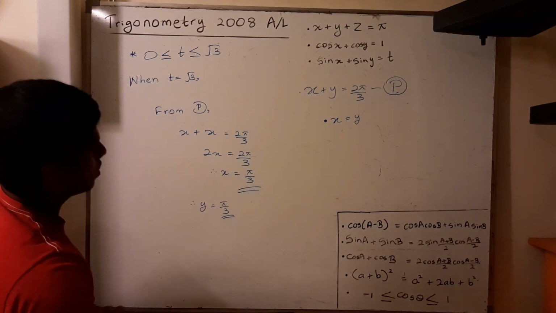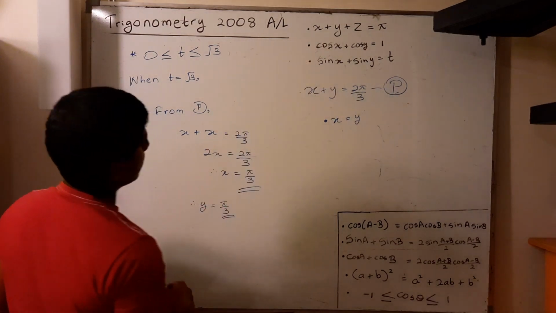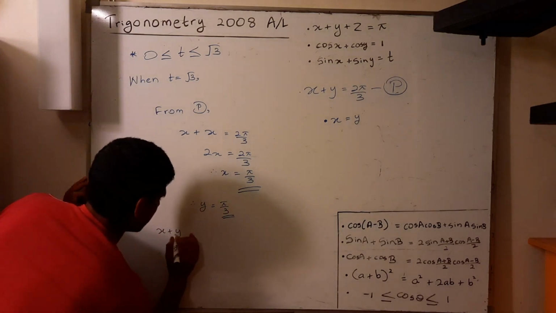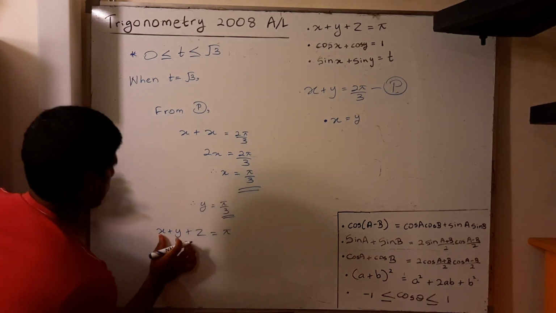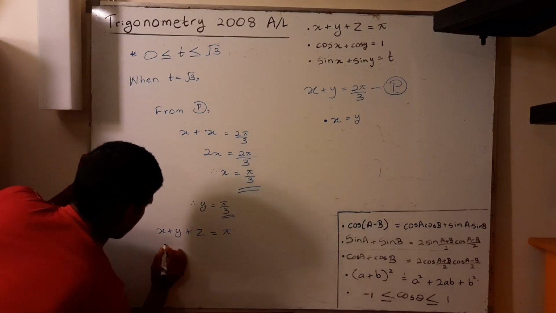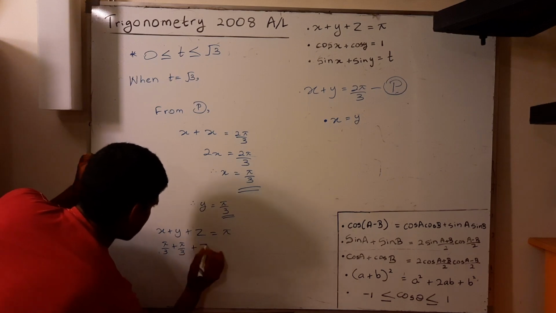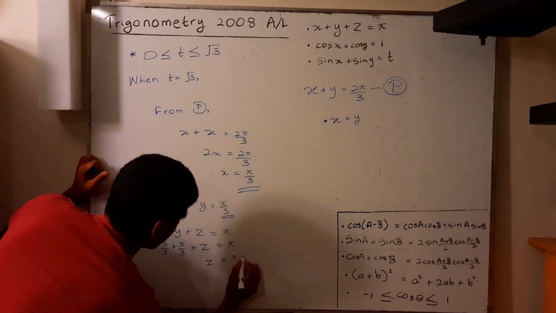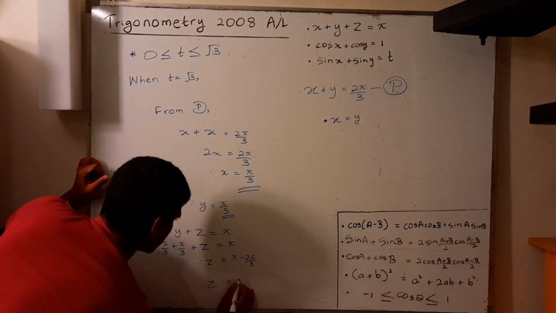What we need to do is use the data that they gave at the beginning of the question. So they say x plus y plus z is equal to pi. So then we can write x plus y plus z equals pi. Then we can substitute pi over 3 for both x and y. So pi over 3 plus pi over 3 plus z equals pi. Therefore, z equals pi minus 2 pi over 3, which is also equal to pi over 3.